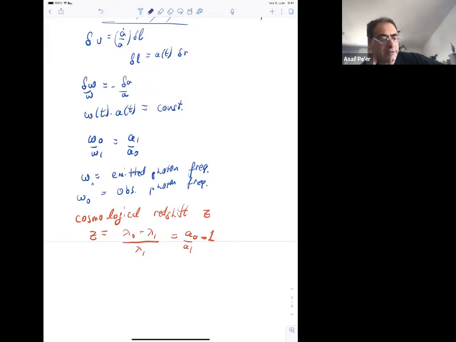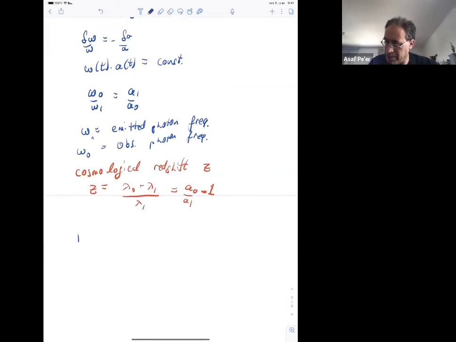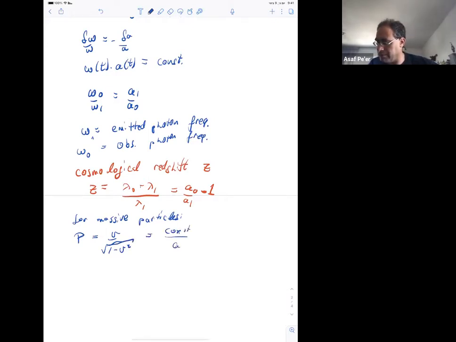And then the last thing we did was to show that essentially the same thing can be said about the motion of gas, so massive particles, not just photons. And when we did the calculation, we found that the momentum p for massive particles, v over square root of 1 minus v squared, is also constant divided by a. So massive particles, essentially gas, that flow in the universe, do slow down because of the expansion of the universe. All right, this is as far as we managed to go last time.